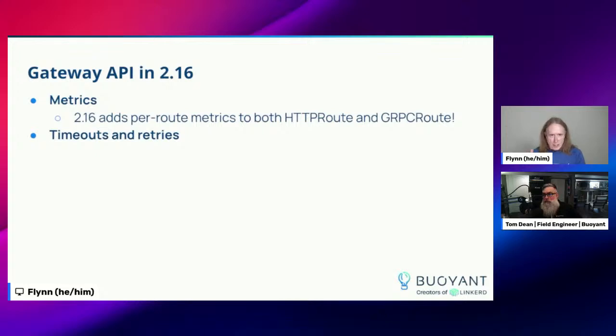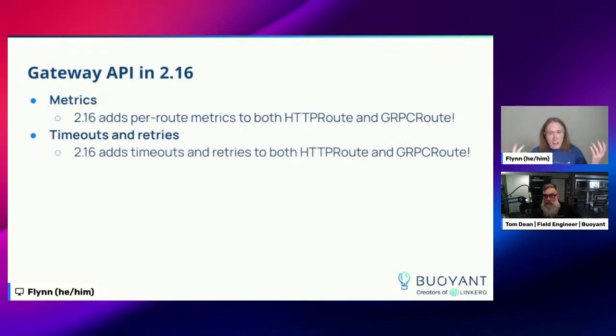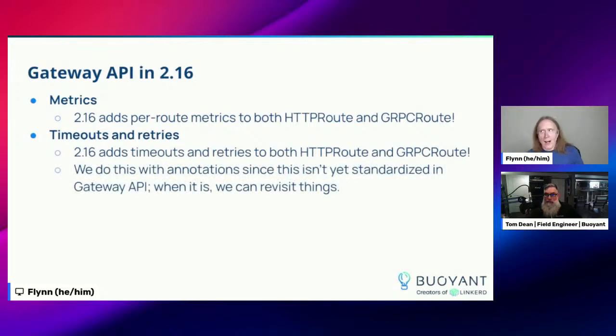Okay, timeouts and retries. You can do timeouts and retries, and you can do them for HTTP route and for gRPC route. We do this with annotations. The reason we do this with annotations is that timeouts and retries are not yet standardized in Gateway API. Timeouts, there is a form of timeouts that's present in HTTP route. It's not yet there in gRPC route at all. Neither of them have retries at all.